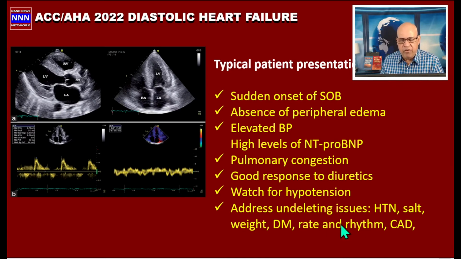heart rate and rhythm. Because a lot of these patients with diastolic heart failure may be well compensated, but if they develop atrial fibrillation with rapid ventricular response, they are sure to develop pulmonary congestion and may be forced to go to the emergency room. That's why controlling their rate and rhythm is of paramount importance in trying to maintain adequate left ventricular filling.